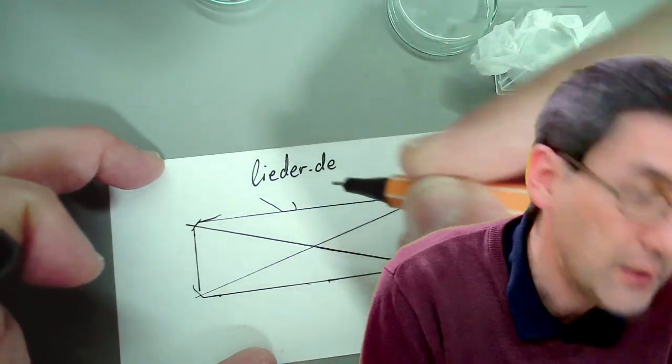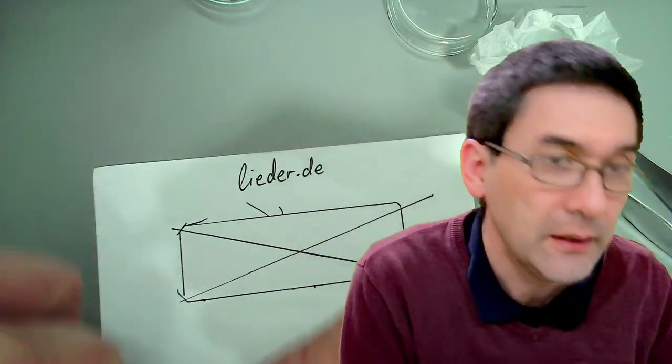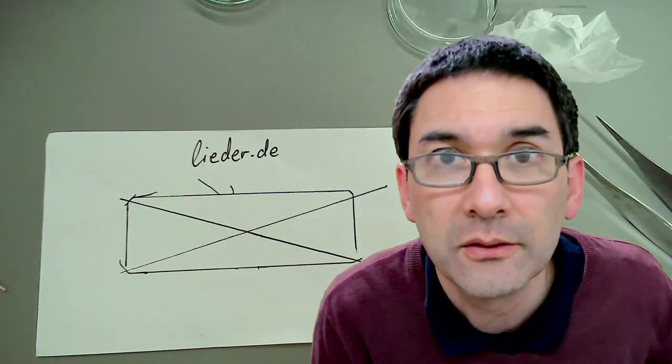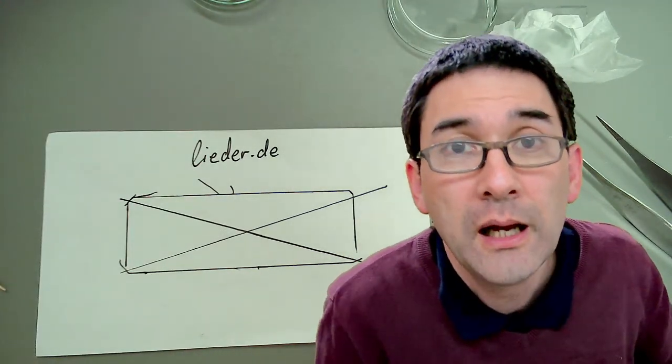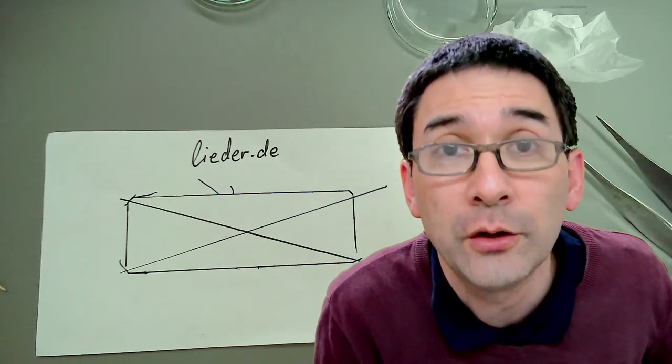LIEDER.DE. Okay, it's an L. If you go there, the web page looks like it's from the 1990s. It's a really old web page. However, they have a PDF catalog which you can download for free and also in English.